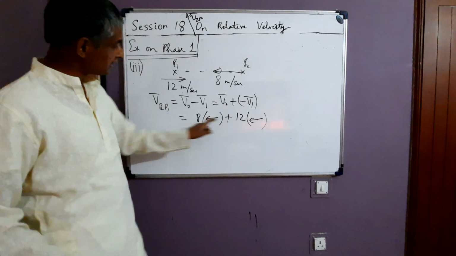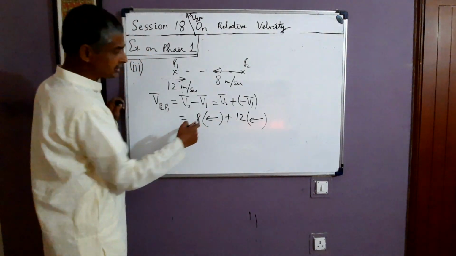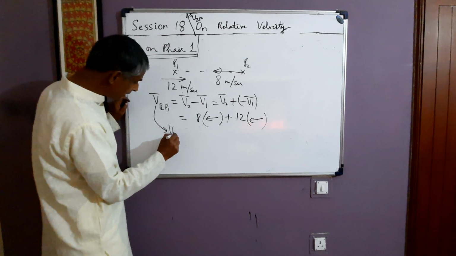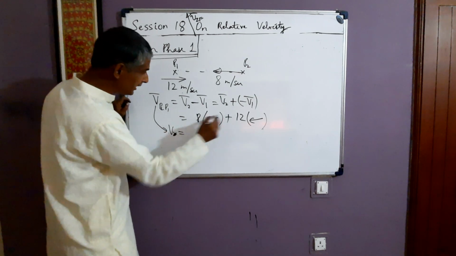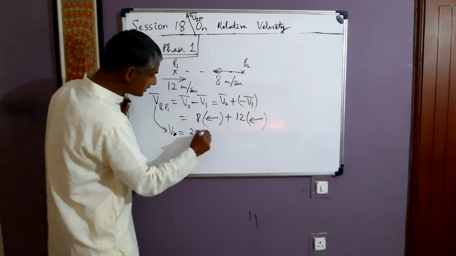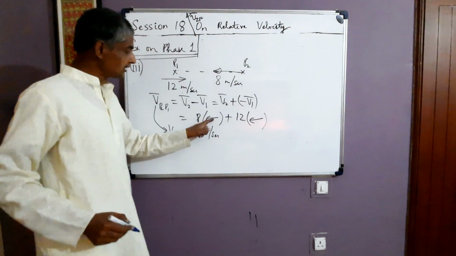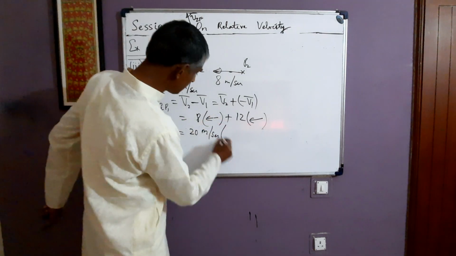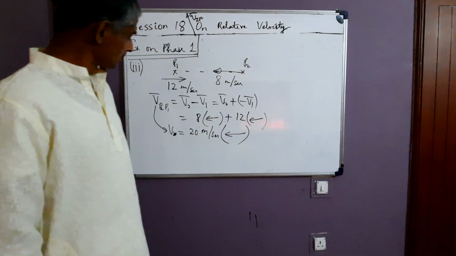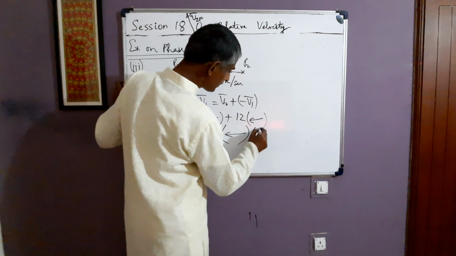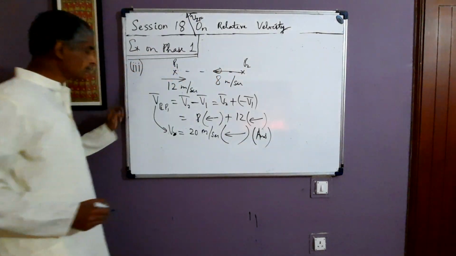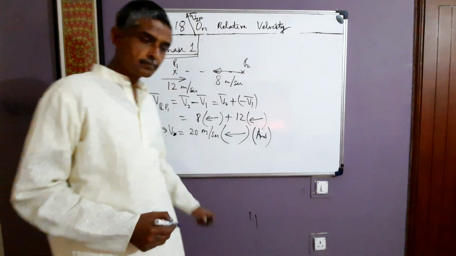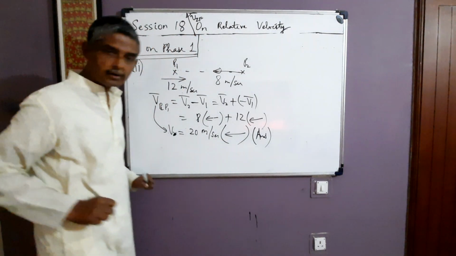Now we have to add these two vectors in the usual way. They have the same direction, both are leftward. So the relative velocity between these two points will have a magnitude equal to 8 plus 12, 20 meter per second, and the same direction as these two, leftward. So in this case also we have obtained the answer. Vp2 P1 will be written as 20 meter per second towards left. So third example also I have discussed.